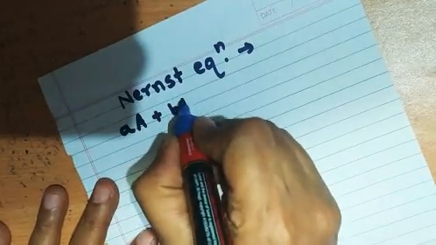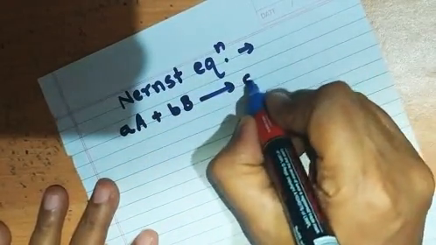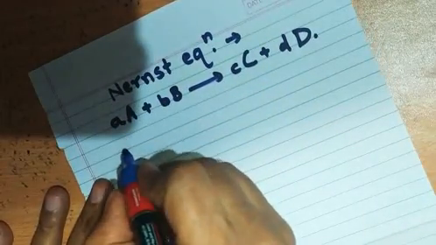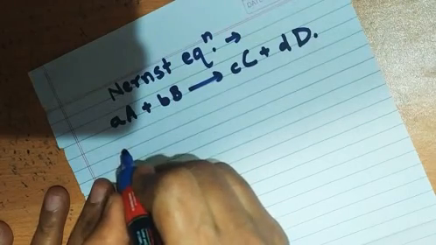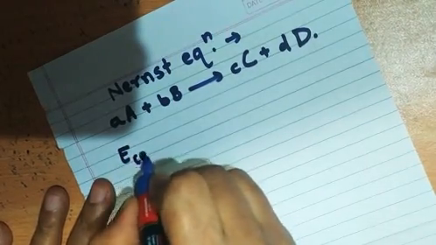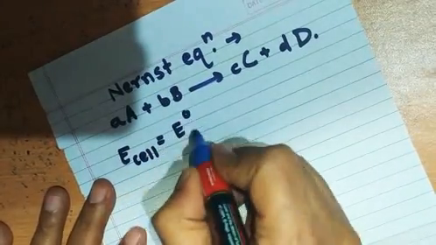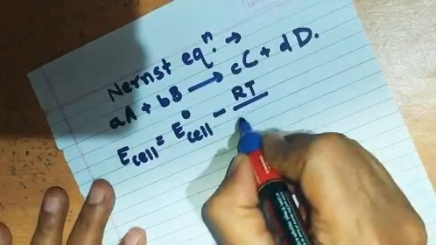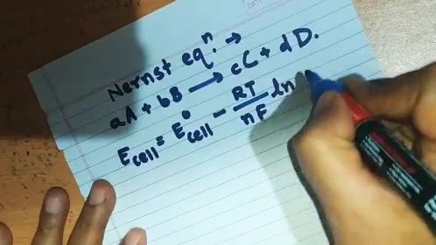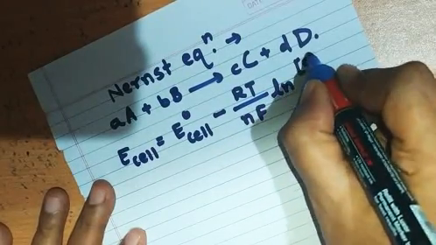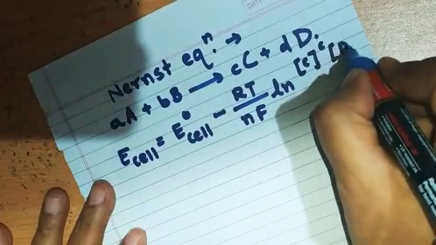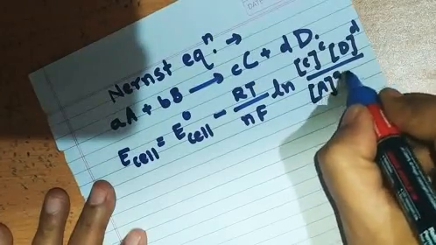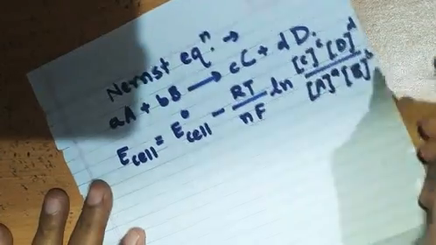aA + bB gives cC + dD. Then for this equation, the Nernst equation is given as E cell is equal to E naught cell minus RT upon nF ln of concentration of C raised to c, concentration of D raised to d, upon concentration of A raised to a into concentration of B raised to b.